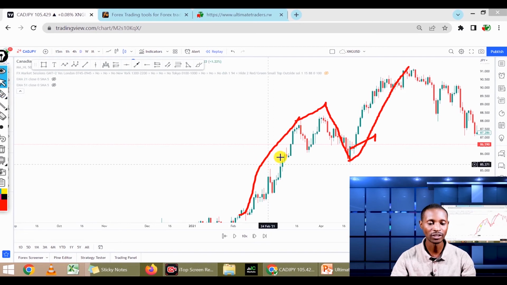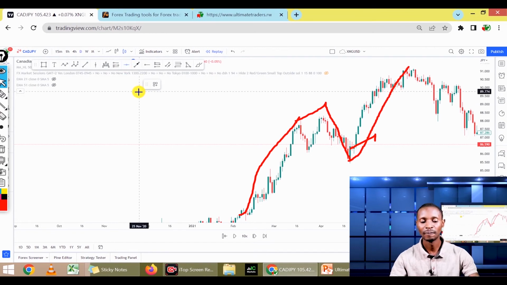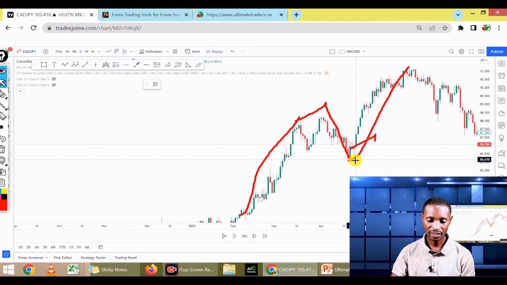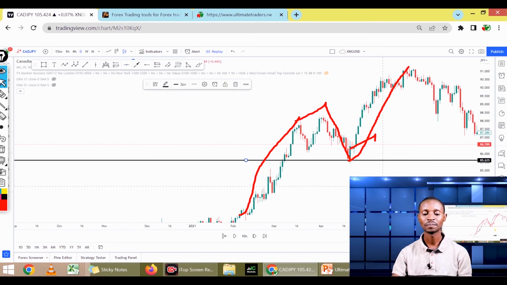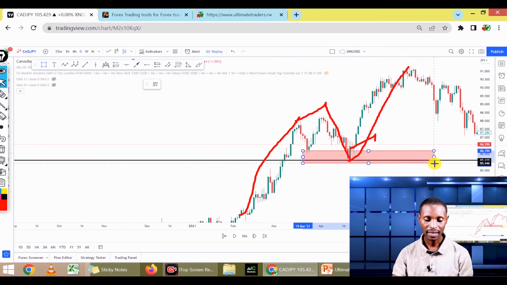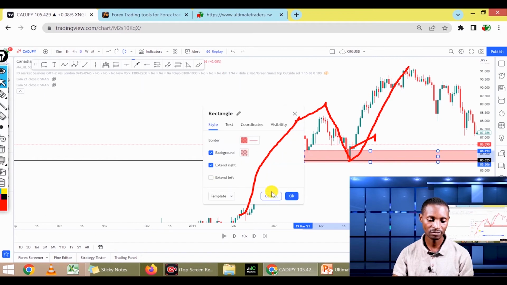And as we have seen, this will be our support. And how to draw support, we have seen that you can take a horizontal line from the charting tool you are using. For me, I'm using TradingView now, but you can also use MetaTrader 4. You can take your horizontal line and place it there, or simply take a box and put it here. It will be your support here.